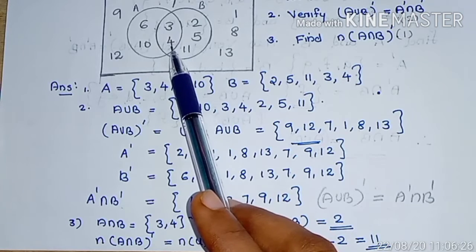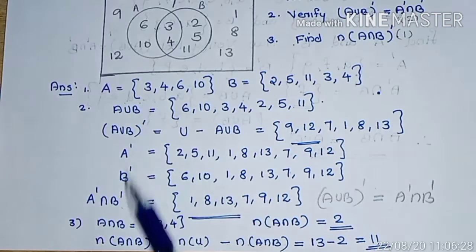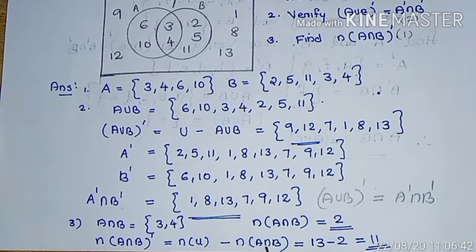3, 4 is the element in both A and B. So, A intersection B is equal to set {3, 4}. Then, n(A ∩ B) equals 2. We want to find out n(A ∩ B)'. n(A ∩ B)' is equal to n(U) minus n(A ∩ B), the number of elements in U minus the number of elements in A intersection B.